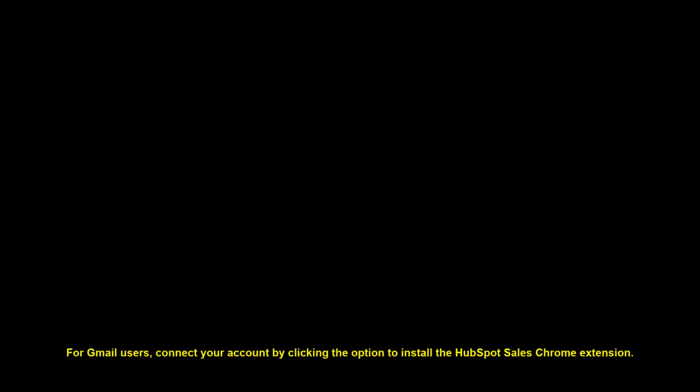For Gmail users, connect your account by clicking the option to install the HubSpot Sales Chrome extension. If you are using Outlook, download and install the HubSpot Sales add-in. Once installed, log into the add-in using your HubSpot credentials.